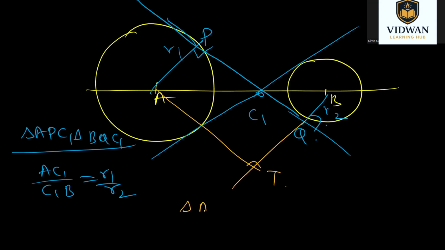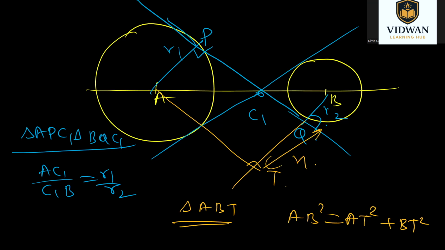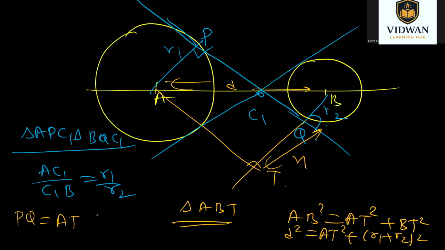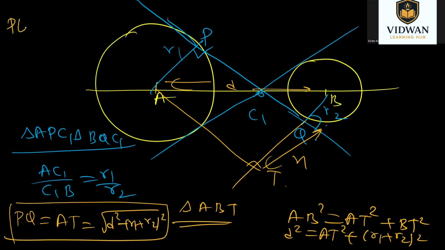So in triangle ABT, again by Pythagoras theorem, you can clearly see that AB square equals AT square plus BT square. If this is R1, this is also R1 only. So BT will be R1 plus R2. AB is the distance between centers, which is D. So D square is equal to AT square plus R1 plus R2 whole square. So from here, you will get the length of PQ is same as AT. And what is that length AT? Root of D square minus R1 plus R2 whole square. This is the formula for length of transverse common tangent. So PQ is the length of TCT, transverse common tangent. This is the formula.